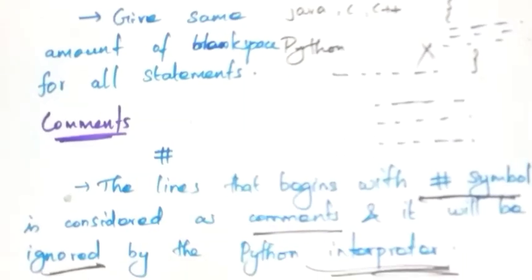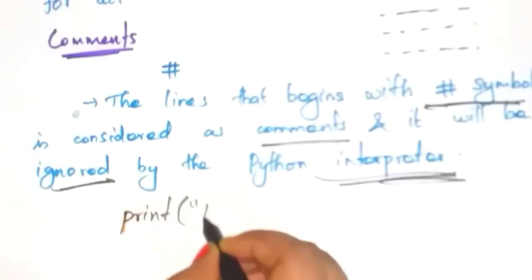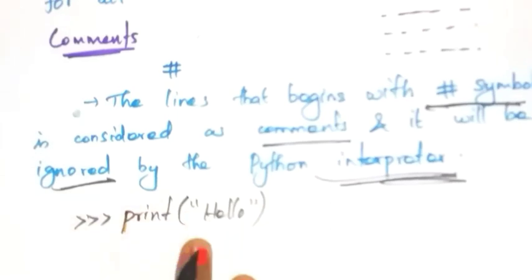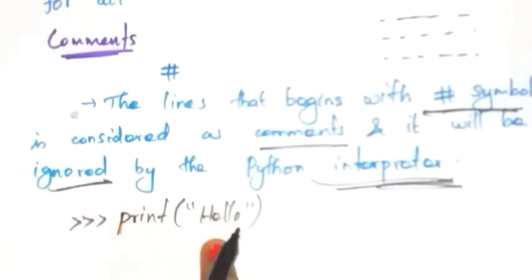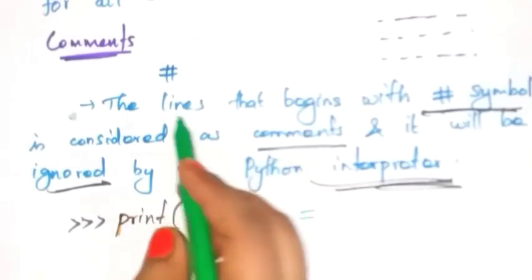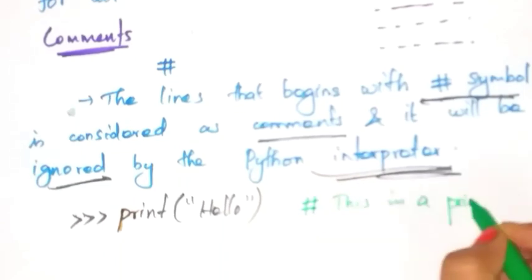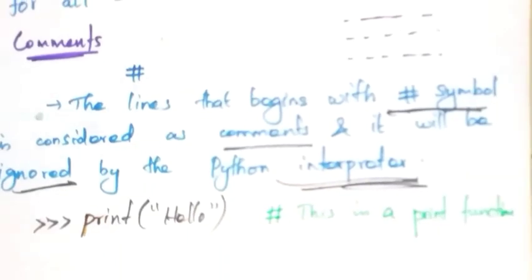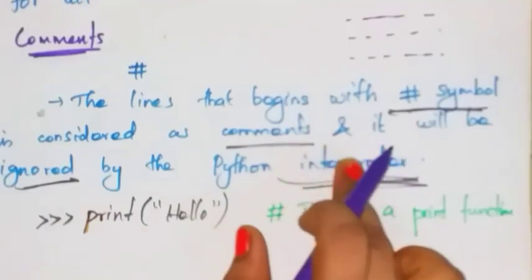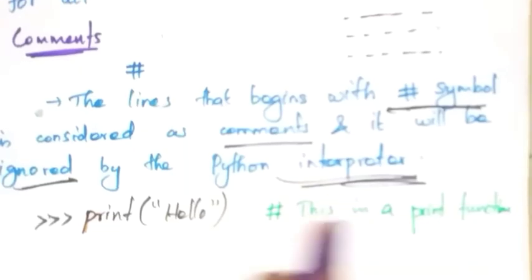For example, I am writing one code, print hello. So this is a Python programming code. This is the print function. Here I am writing one comment. Comments always start with the hash symbol. Hash, this is a print function. See here, this is a code and this is a comment. The Python interpreter takes only the code for execution. It will ignore these comments.